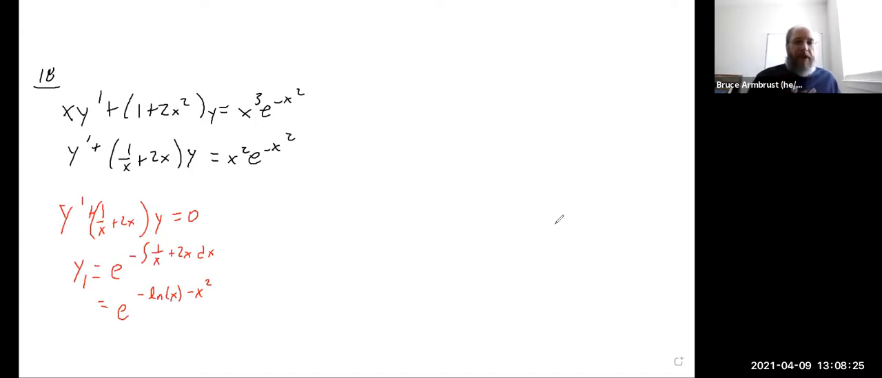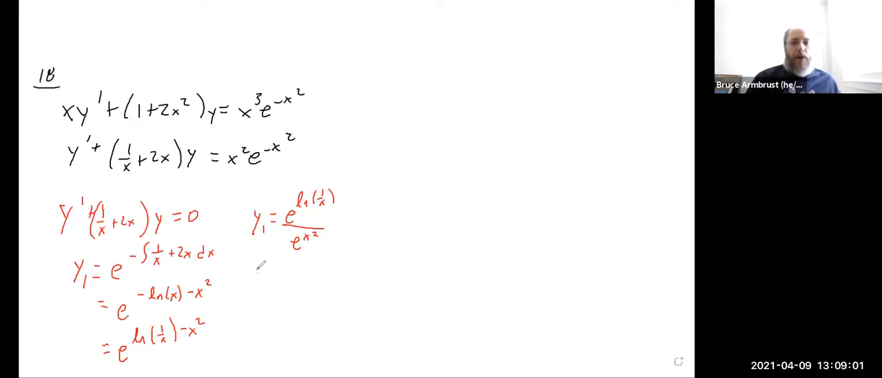All right, but I'm going to simplify this a little bit because I think it will help us when it comes time for us to find u, find the integrating factor. So first of all, let's think about that negative natural log. We can bring that in. So this is going to be e to the natural log of 1 over x minus x squared, which then by the rules of exponents is going to give us e to the natural log of 1 over x divided by e to the x squared. And the e to the natural log of 1 over x just gives us 1 over x.